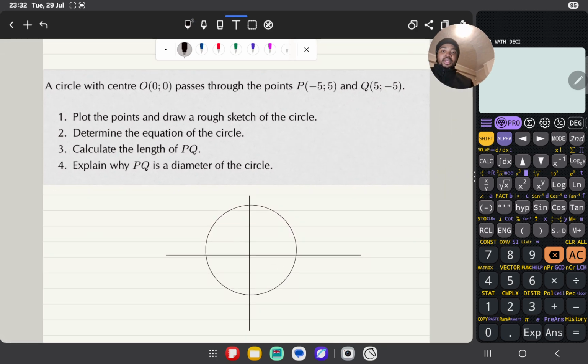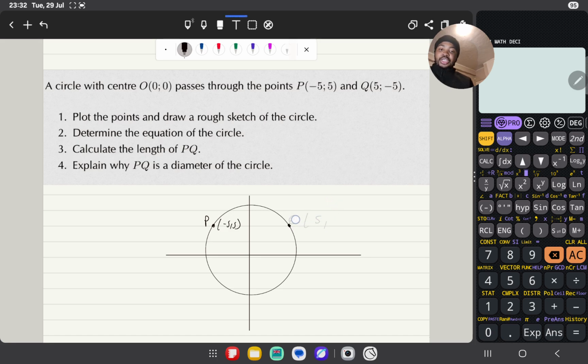And then I have point P. So this is the center of the circle, 0, 0, right? Point P, its x is -5 and y is 5. So this will be perhaps a point here, right? This is point P, which is -5 and 5. And then we have another point here, point Q, which is 5.